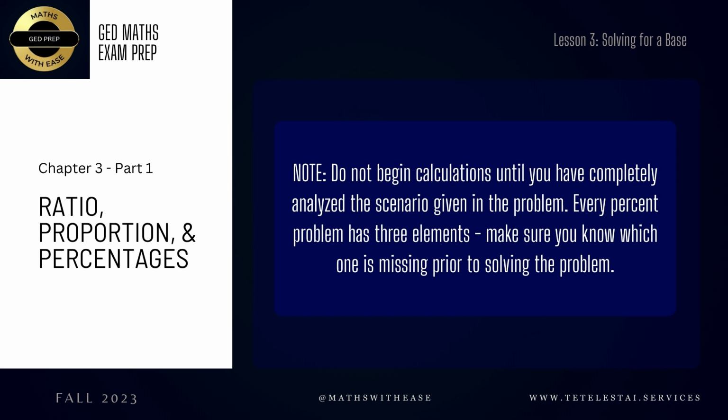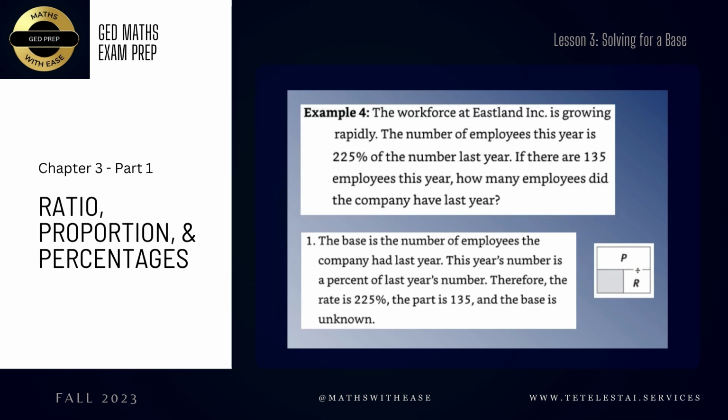So don't begin calculations before you completely analyze a situation. Make sure that every percentage problem has 3 elements, as we discussed earlier: a base, a proportion, and a rate. And then make sure that you know which one is missing before you multiply or divide. And again, in terms of looking at our formula, if you're missing the base, you're going to divide the part by the rate. If you're missing the rate, you're going to divide the part by the base. And if you're missing the part, you're going to multiply the base by the rate. Exactly.